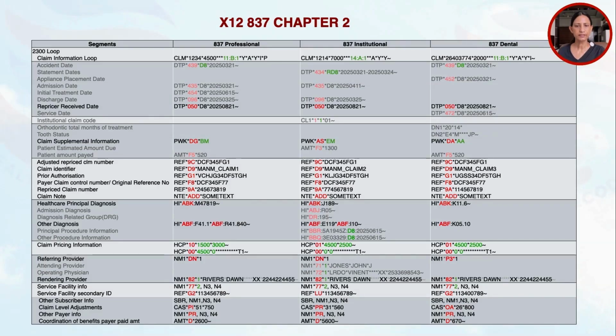Now, just like the first payer we discussed in chapter 1, the other payer's information goes in NM101 with the PR qualifier. And the ID goes in NM109. And N3, N4, as we already know, are for address or the city, state, respectively.